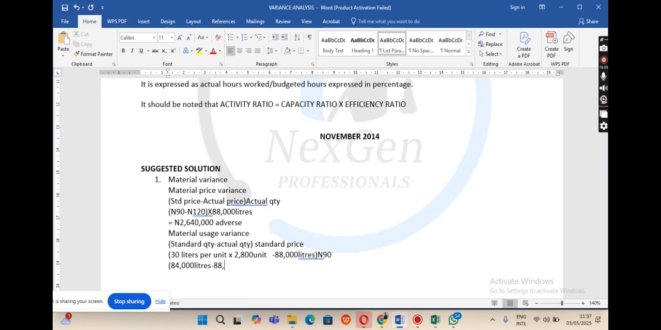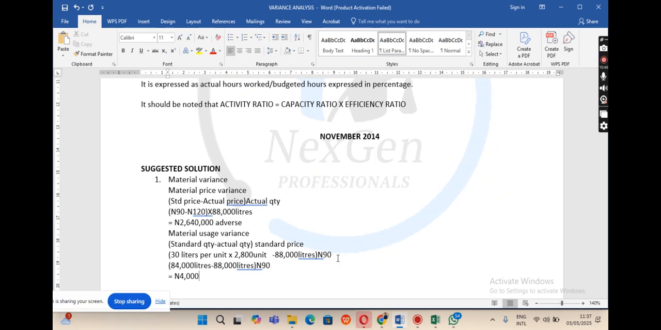Minus 80,000 liters. So is it favorable or adverse? Adverse. So what is the adverse? 4,000. Class, are we still together? Yes, sir. Okay, equals 4,000 naira adverse.